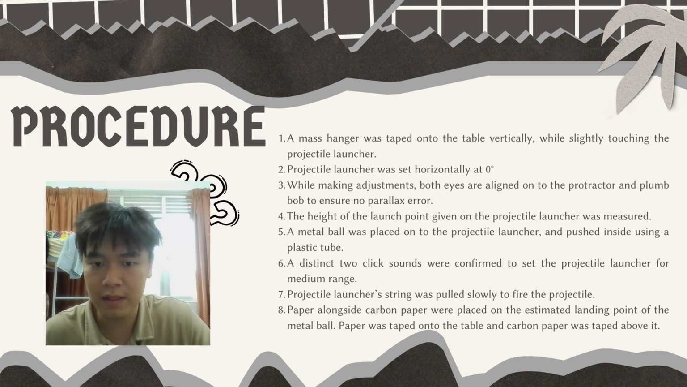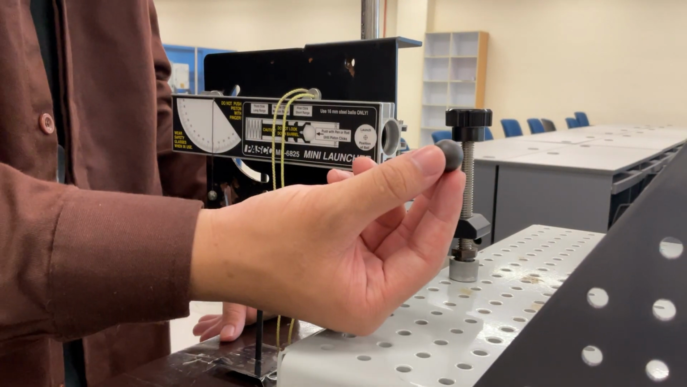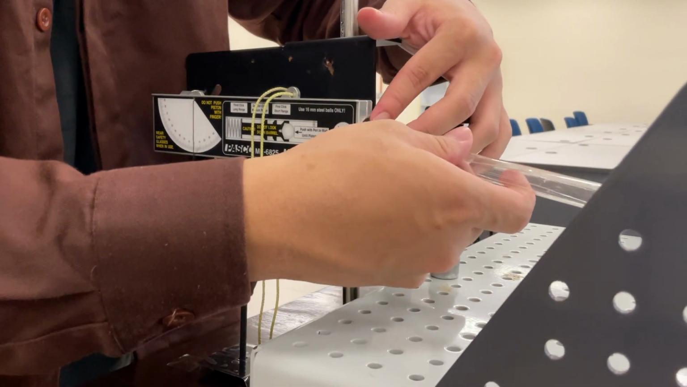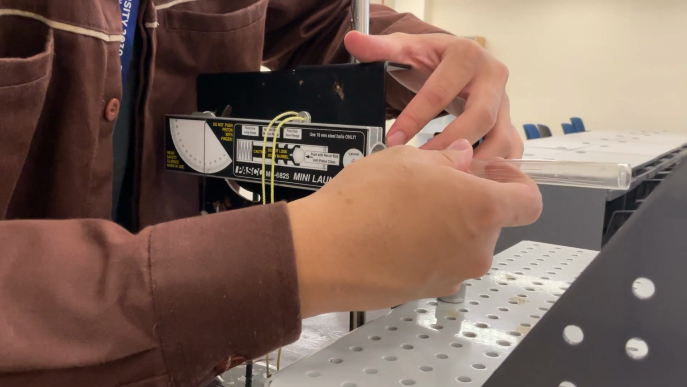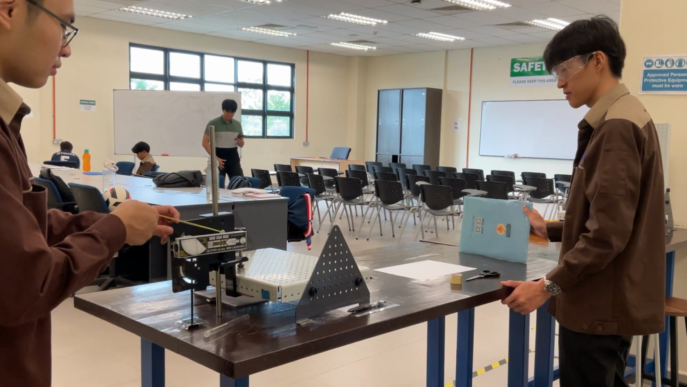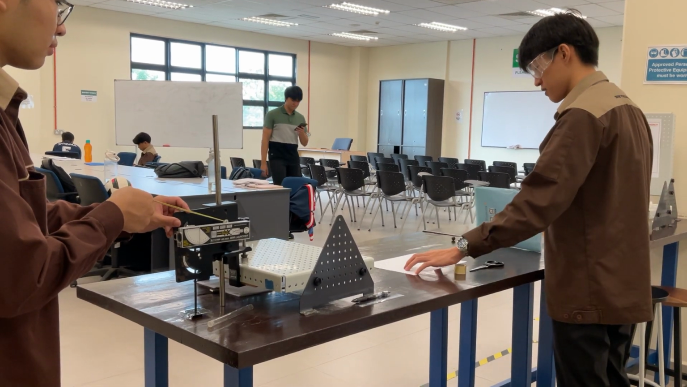The fifth step is a metal ball was placed onto the projectile launcher and pushed inside using a plastic tube. The sixth step is a distinct two-click sound was confirmed to set the projectile launcher for medium range. And seventh is the projectile launcher's string was pulled slowly to fire the projectile.